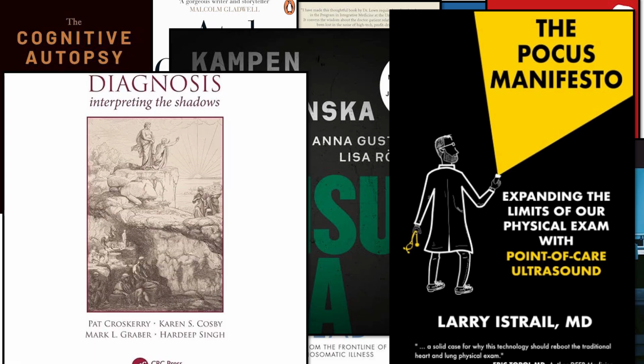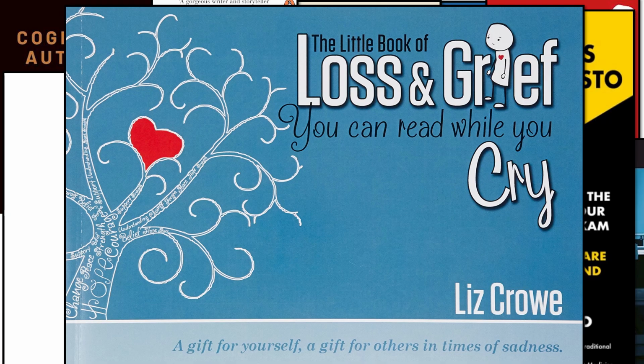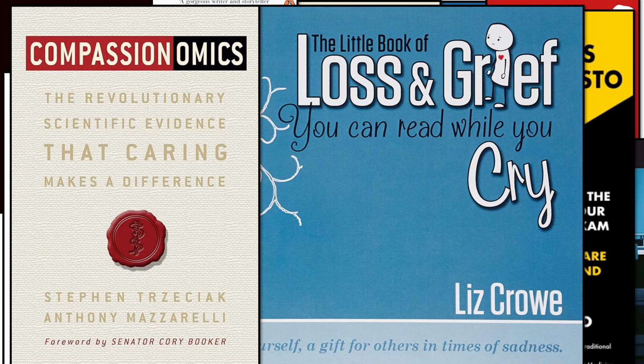Diagnosis, Interpreting the Shadow, another Patrick Crosby book for nerds. The Little Book of Loss and Grief by Liz Crow. Just a little bit cartoonish book, but amazing if you're sad, especially if you lost someone close to you.